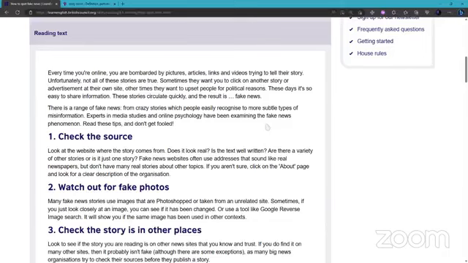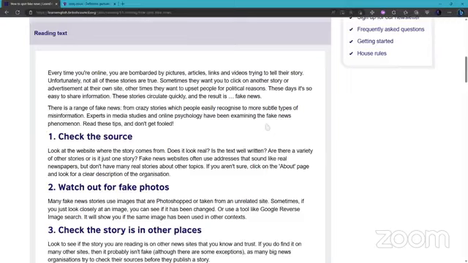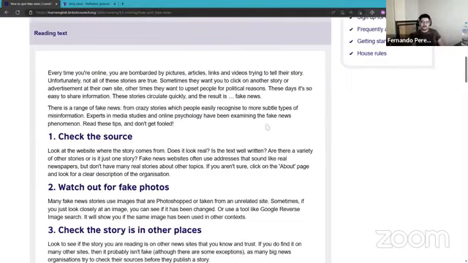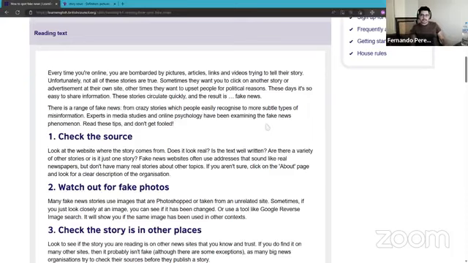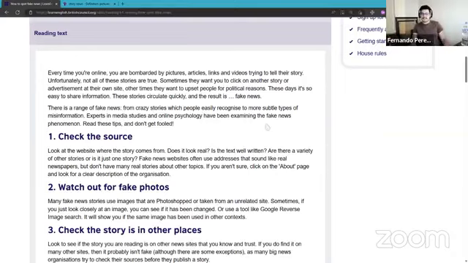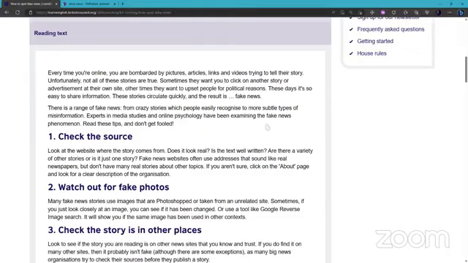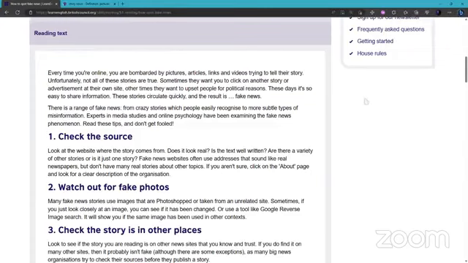Sometimes they want you to click on another story or advertisement at their own site. Other times they want to upset people for political reasons. These days, it is so easy to share information. And these stories circulate quickly, and the result is fake news. Excellent, very good. Do you understand this paragraph? The principal idea, yes. What is the principal idea?